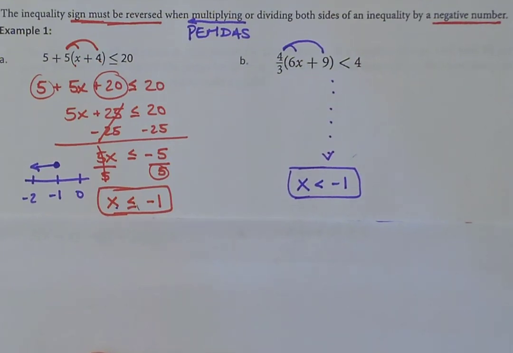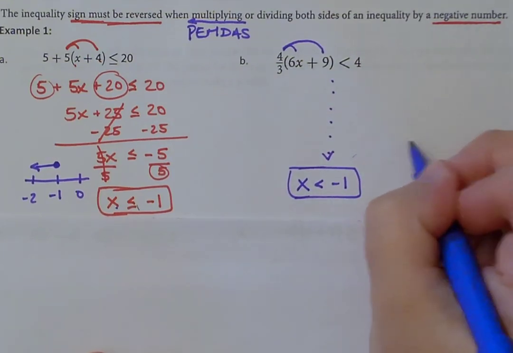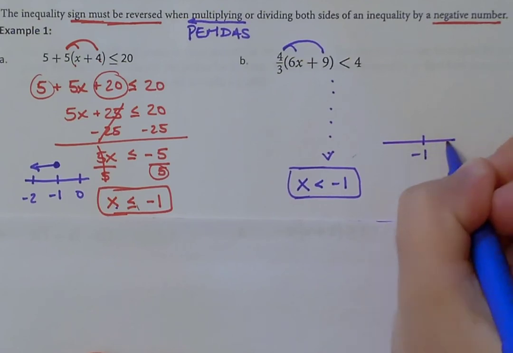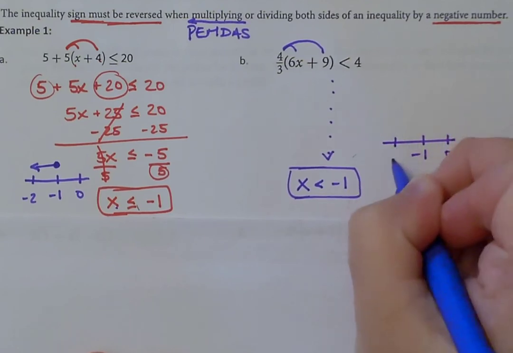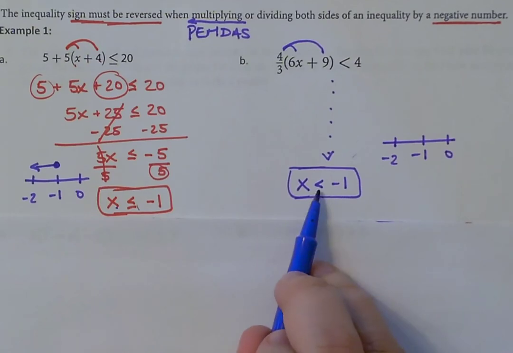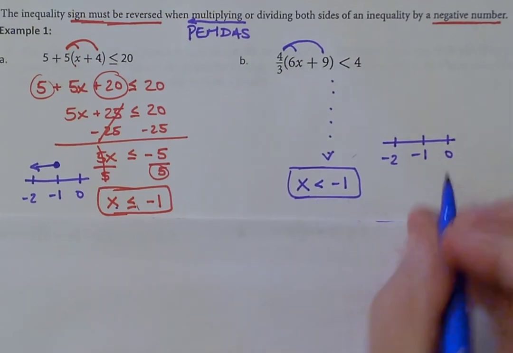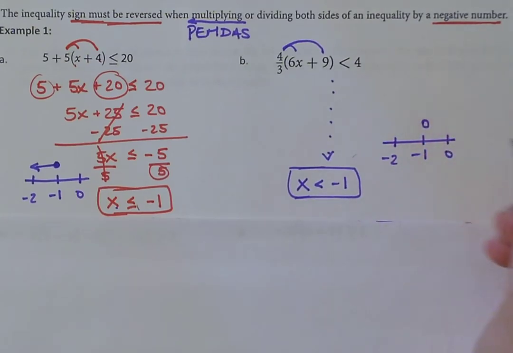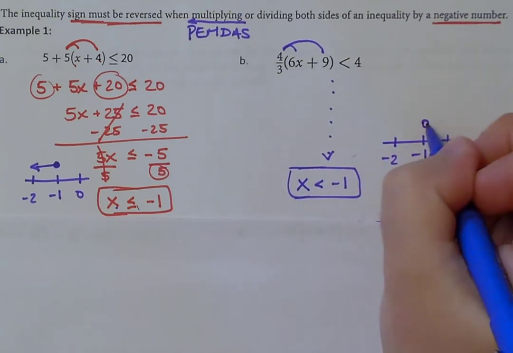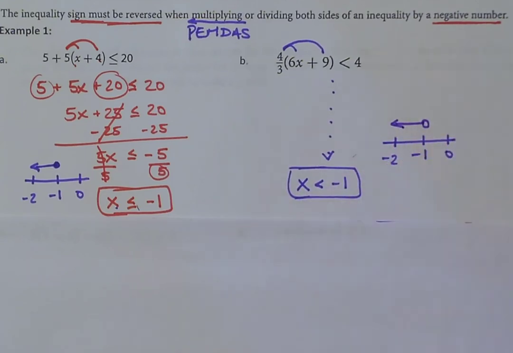In the graph for this, if we use my same starting point, because there's no equal to sign on the bottom, it's going to be an open dot, and because it's less than, it goes to the left.